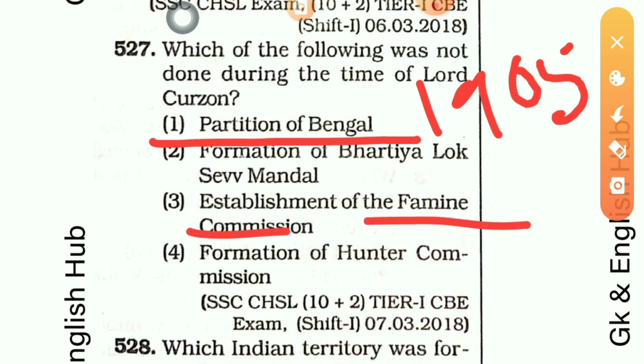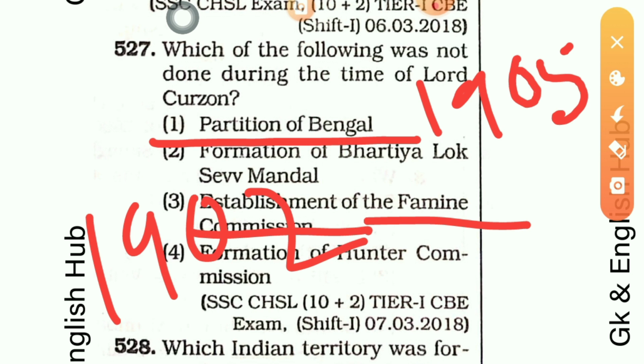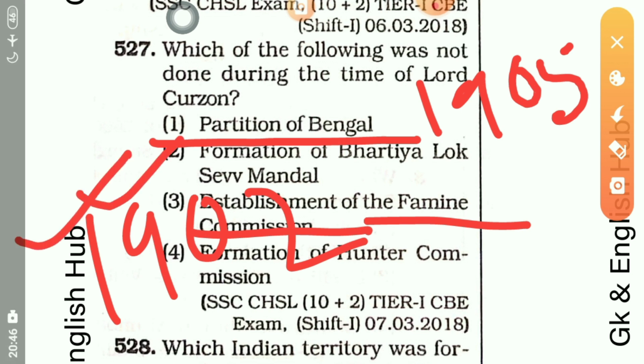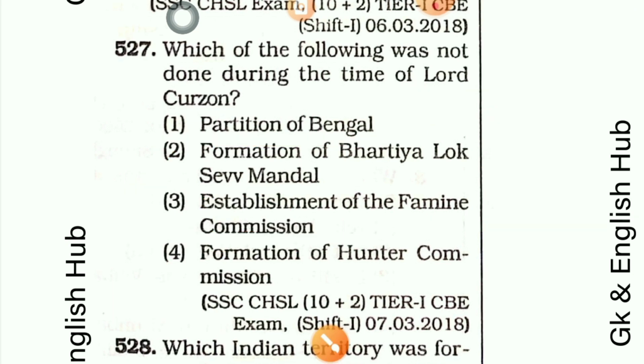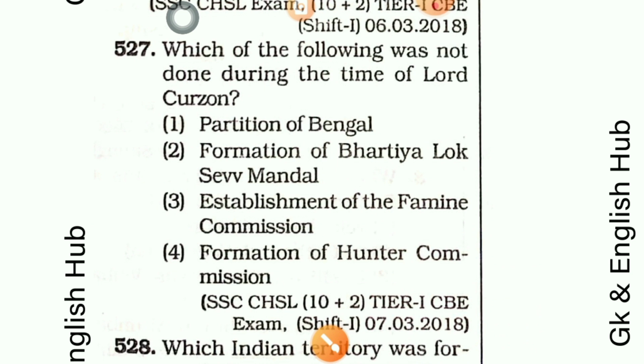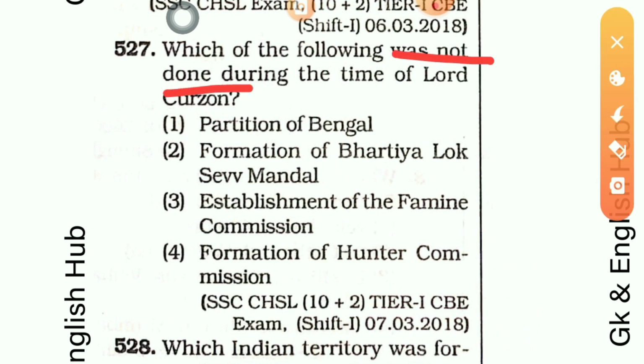Then the famine commission was formed in 1902, and with it you also remember the police commission. Yes, the police commission was also formed in 1902. Remember it, my friends, in 1902. So they asked us which was not done. So the answer will be formation of the Hunter Commission.